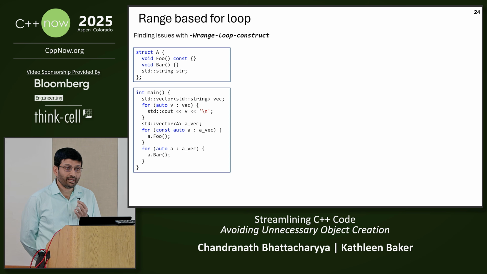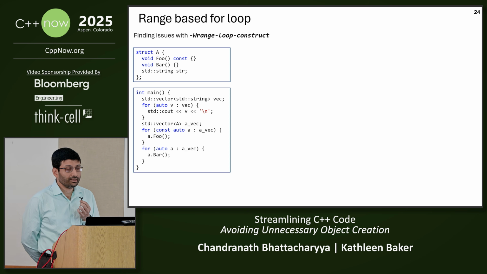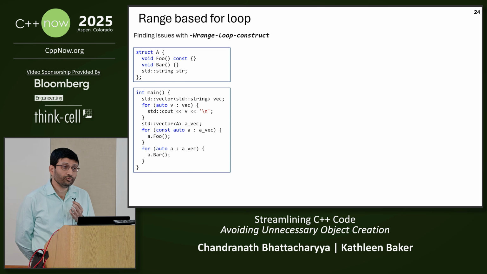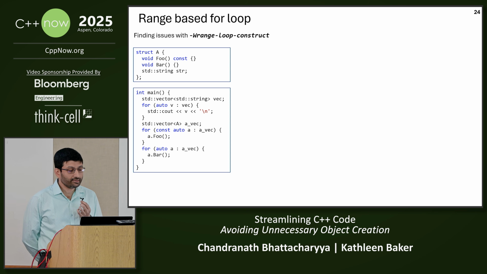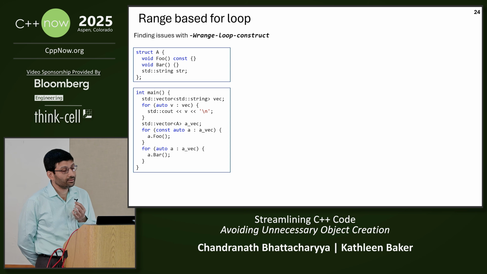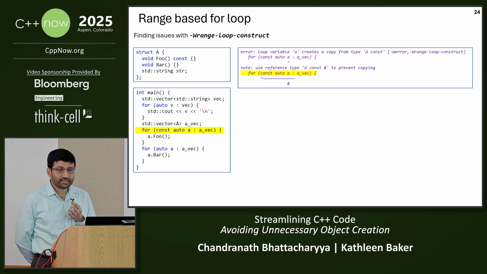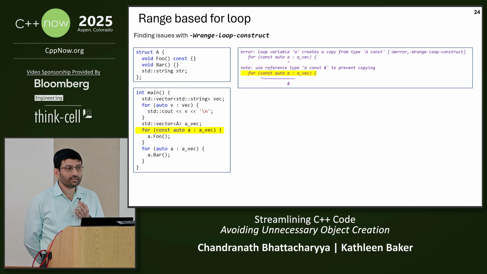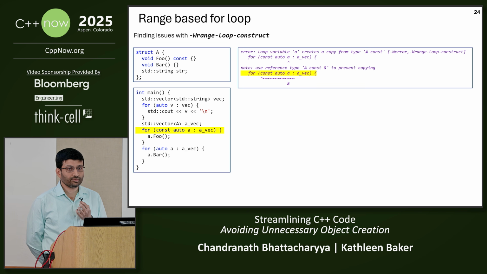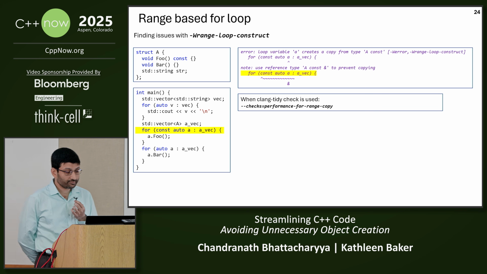Then we create a vector of A, which is again empty, and then run 2 range-based for loops. The first one with the const auto, which in each iteration calls foo. The other with auto, which in each iteration calls bar. Here's the output with the range loop construct. As you can see, it rightly points out an issue, but it's also missing issues. So what do we do? We try another Clang-Tidy check.